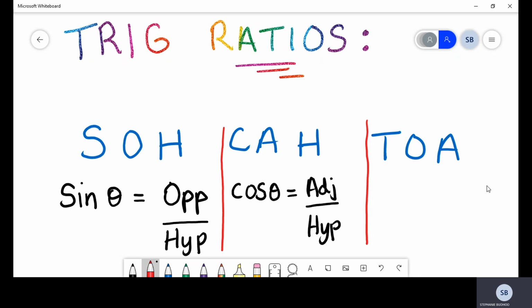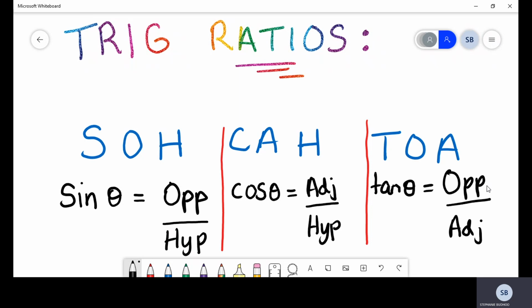And then lastly, we have the TOA. And T represents tan theta. And tan theta is also a ratio of two sides of your right angle triangle. And O, from our first ratio, you can tell O represents the opposite and A represents your adjacent. And there you have it, the acronym SOHCAHTOA. Now you finally know what each of them mean.